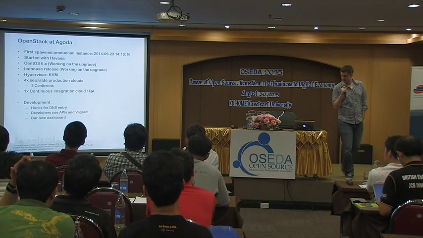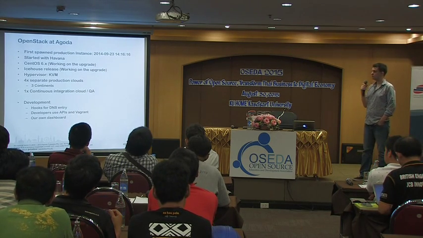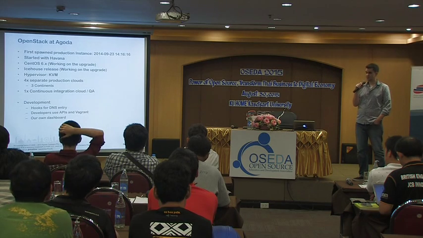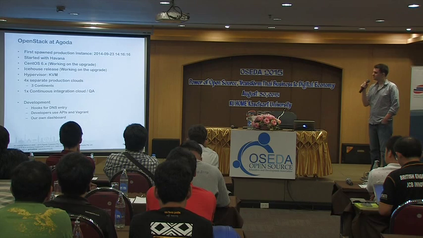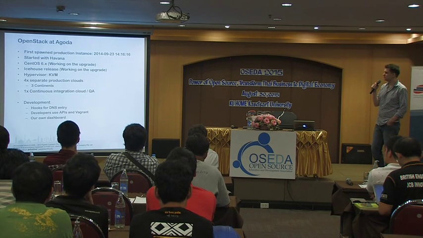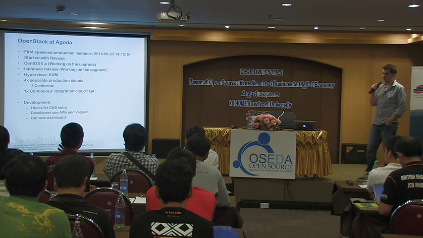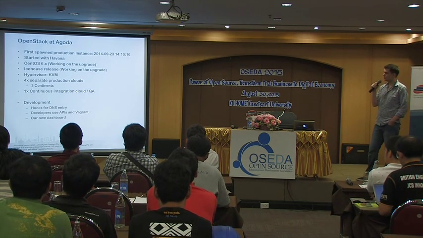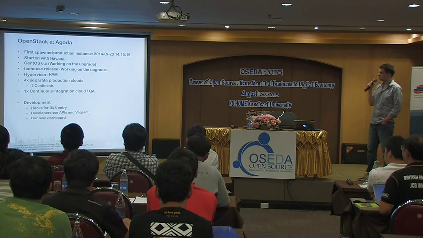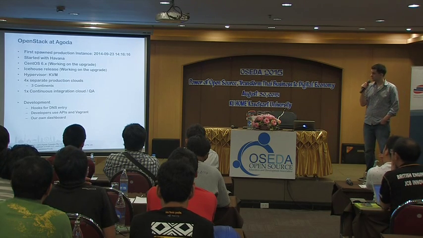Here are some facts about how we use it. Our first production instance was spawned almost a year ago. It was a web server. It's still running fine, a year ago now. We started experimenting with the Havana release. Now we are on Icehouse, currently working on the upgrade to Juno. We mainly use our compute nodes with CentOS 6.5 and 6.6. As I said already, the hypervisor is KVM.